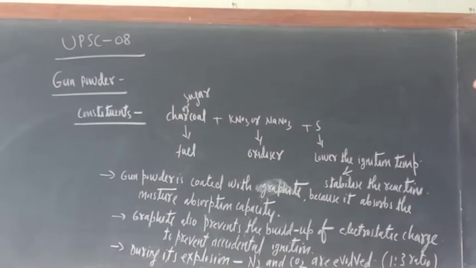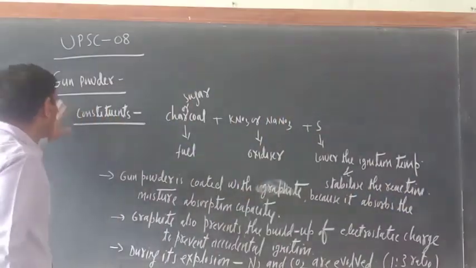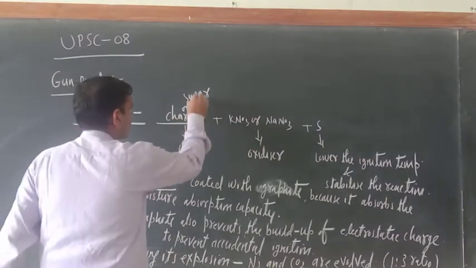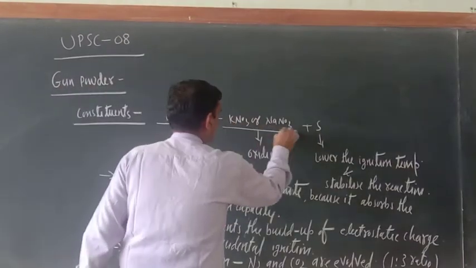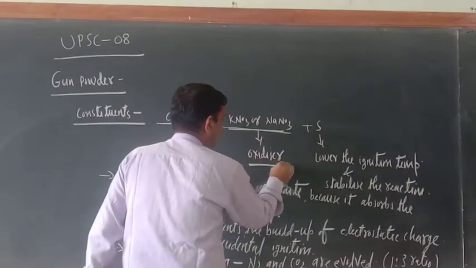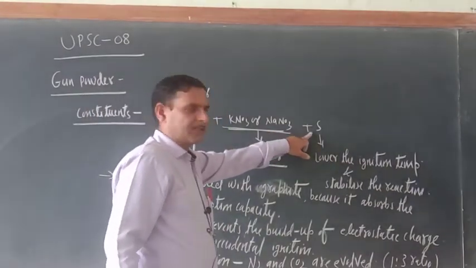So dear cadets, now the next one is gunpowder. You might have heard about gunpowder. Gunpowder's chief constituents are charcoal or sugar. This is used as a fuel. Next one is potassium nitrate or sodium nitrate. This is an oxidizer. Sulfur is also used.